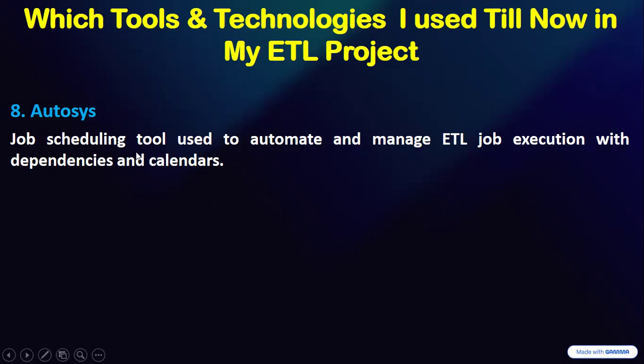So Autosys is generally a scheduling tool using which you can automate and manage different ETL job executions. Also, you can manage different dependencies. Like once the fourth workflow has been executed, then you might want to execute the eighth, that kind of thing. Okay, so Autosys provides different kinds of features. Mainly, it is used for job scheduling purposes.